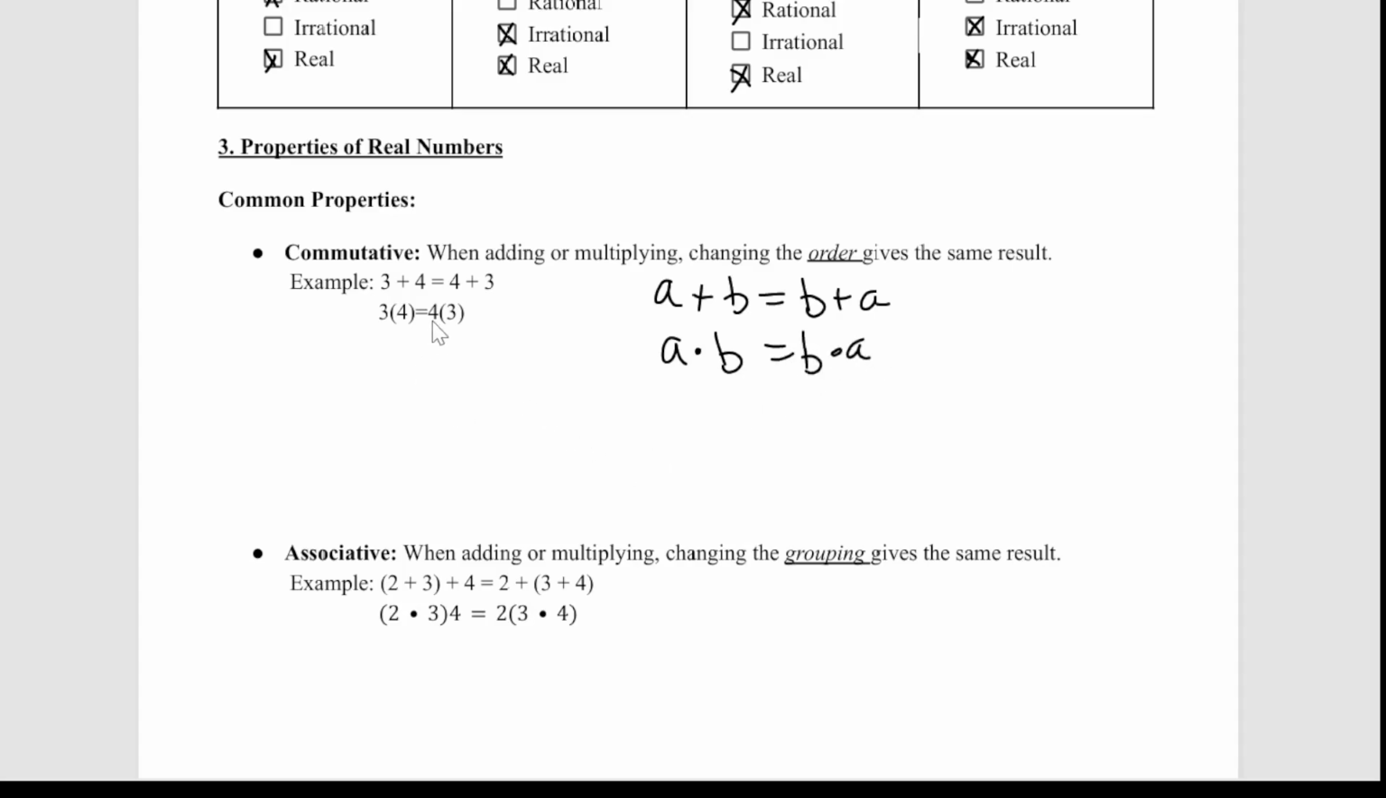Written here more concretely with numbers such as 3 and 4. And it works with integers or fractions as well. If I have 1/3 plus negative pi, that's going to be the same thing as negative pi plus 1/3. Totally fine. And same thing with multiplication as well.